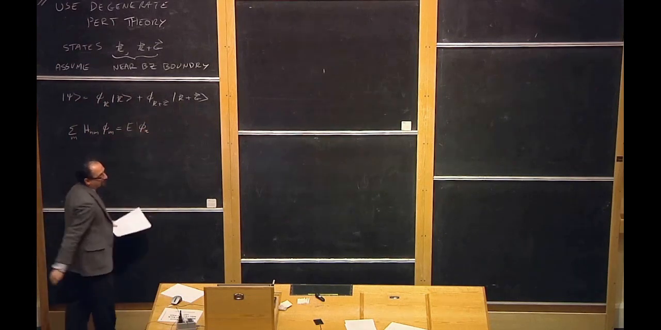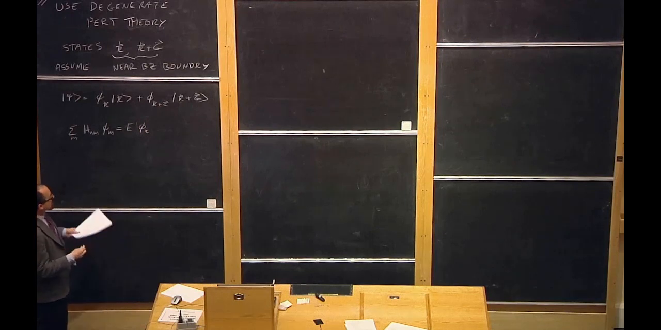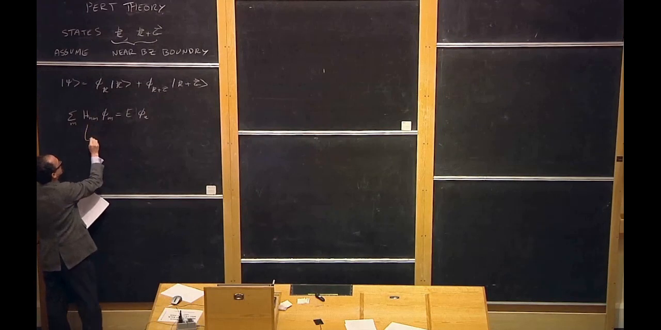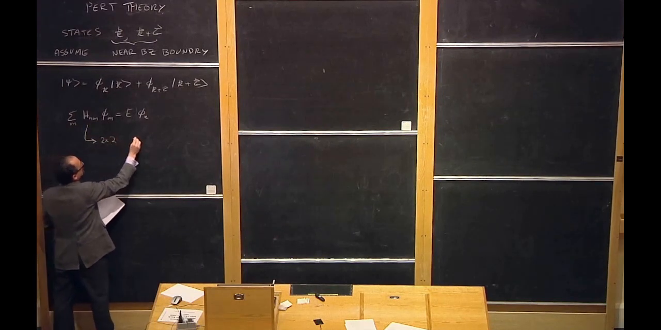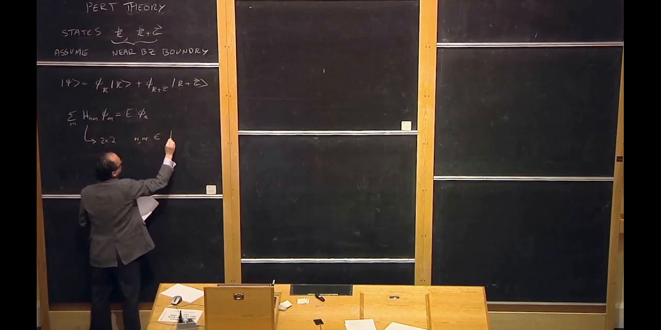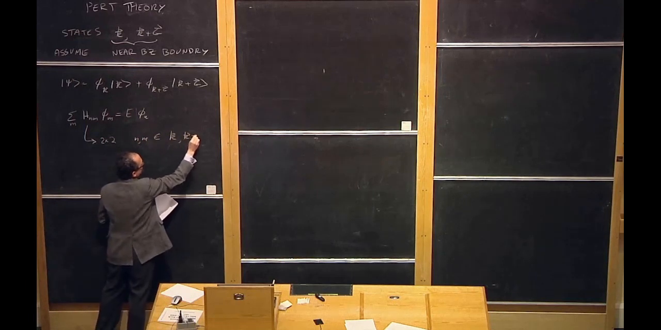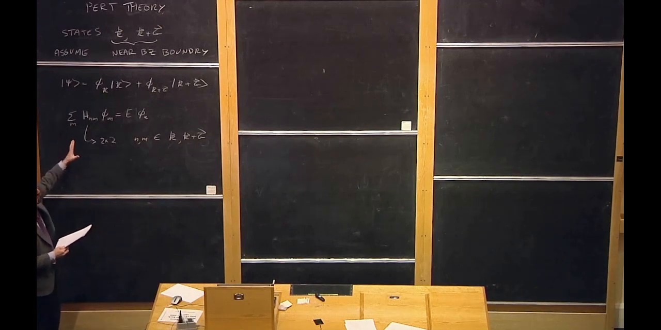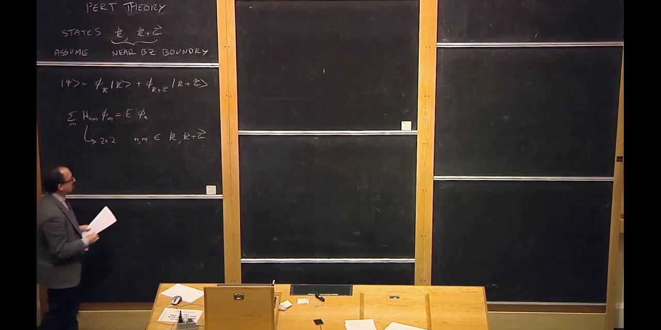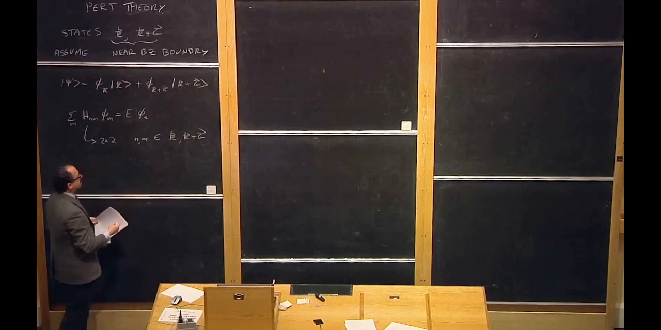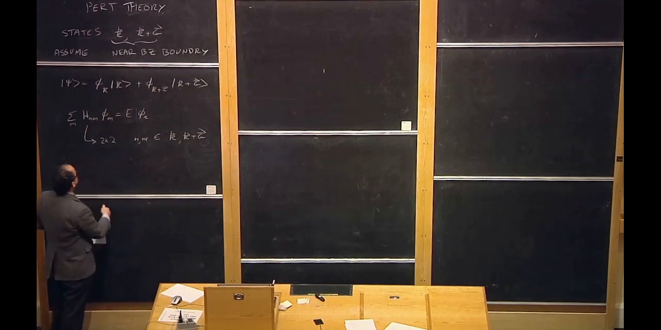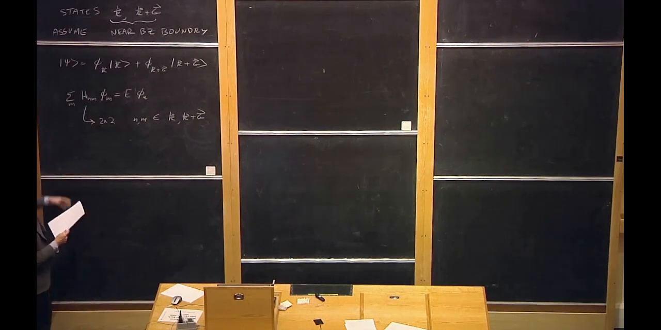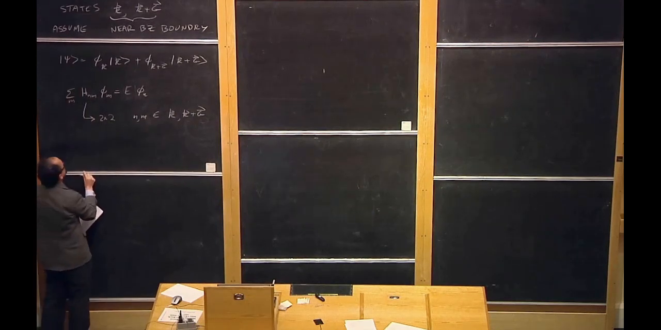This should look familiar from what we did when we solved the tight binding model for the covalent bond. Here, this H n m is a 2x2 matrix where n and m are chosen from k and k plus G. This is how you do degenerate perturbation theory. You just restrict the space of states to the space of degenerate states who are causing trouble in the second order perturbation theory. All right, so the only thing we need to do now in order to follow this prescription is we need to write out the matrix elements H.